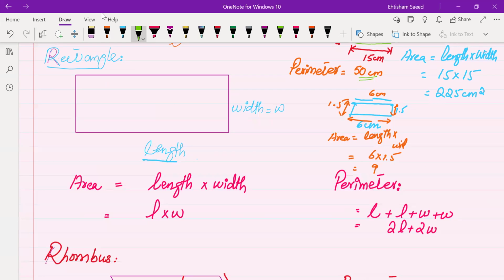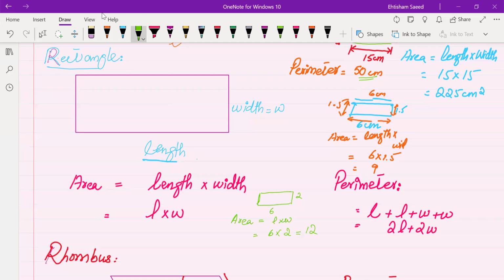For example, I'm going to give a question. This is a rectangle. This side is 6 and this is 2. If we are going to find the area, area is L into W, 6 into 2. This is going to be 12.